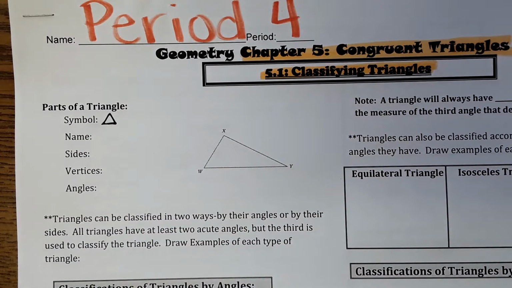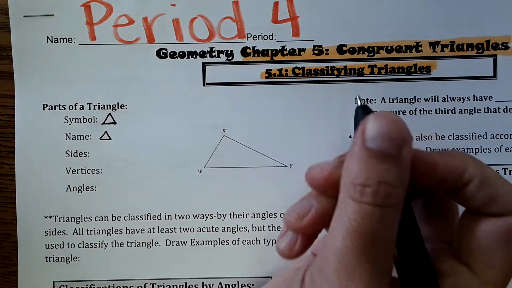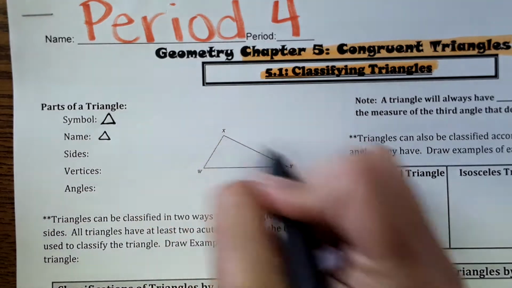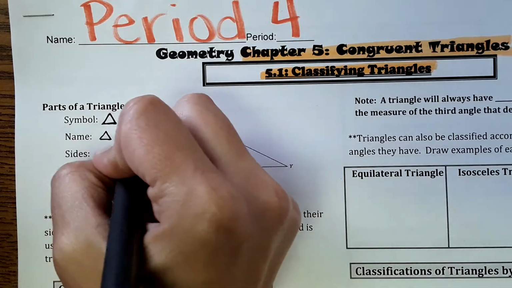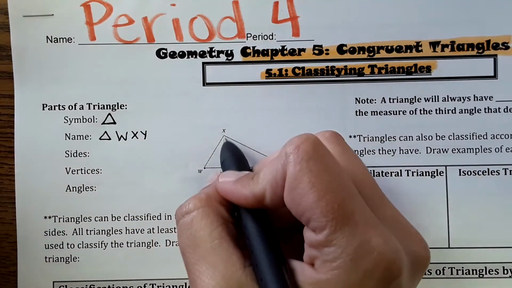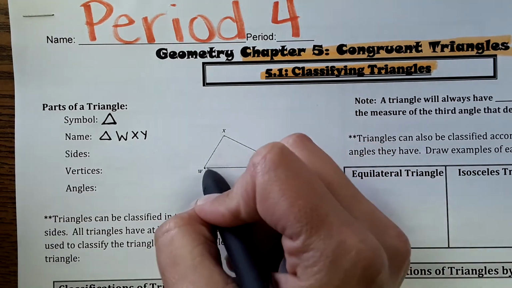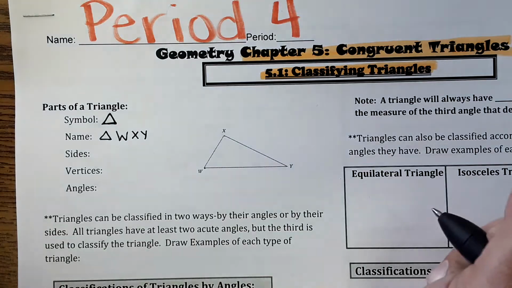How would you name a triangle? You actually use the symbol and then use the points of the triangle. So this would be W, X, Y. And when you name a polygon, whether it's a triangle or square or whatever, you would name these in order, like around the shape. It doesn't matter whether it's clockwise or counterclockwise, but it should be in order.